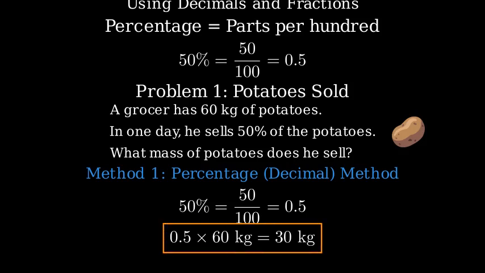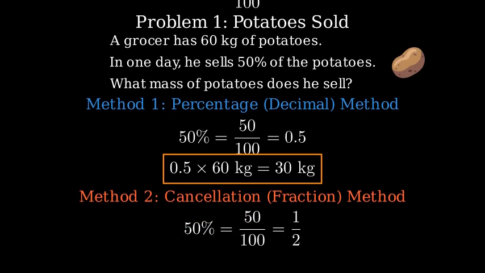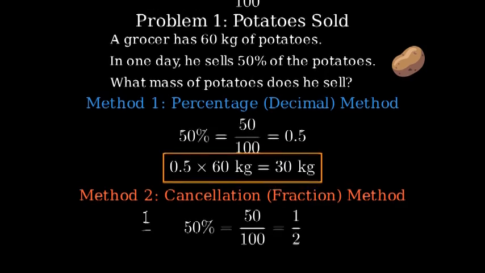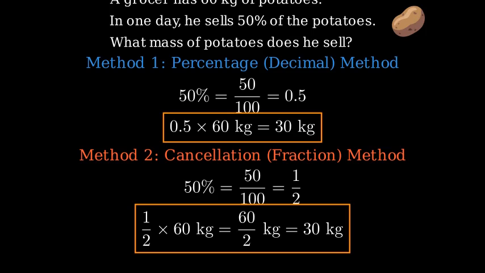Now, let's solve the same problem using the fraction method. In method 2, we convert the percentage to a fraction, then multiply by the total quantity. To convert 50% to a fraction, we write it as 50 over 100, which simplifies to 1 over 2. Now we multiply this fraction by the total mass of potatoes. 1/2 times 60 equals 30 kilograms. So we get the same answer. The grocer sells 30 kilograms of potatoes.